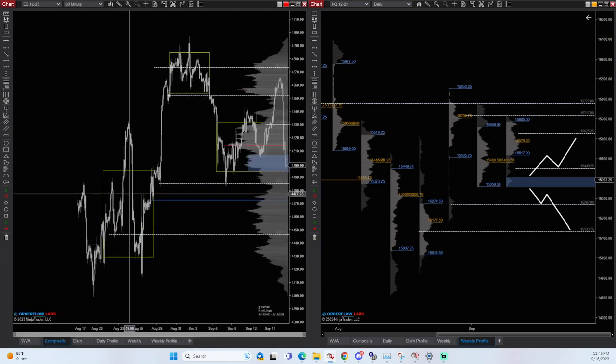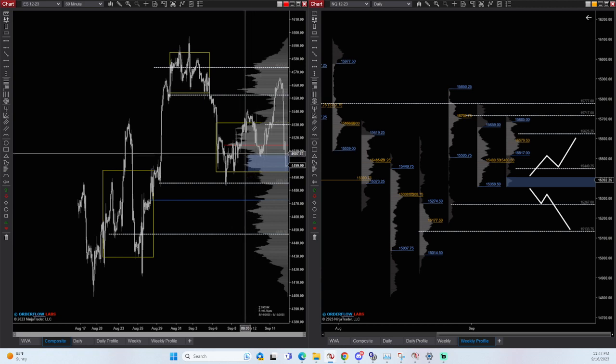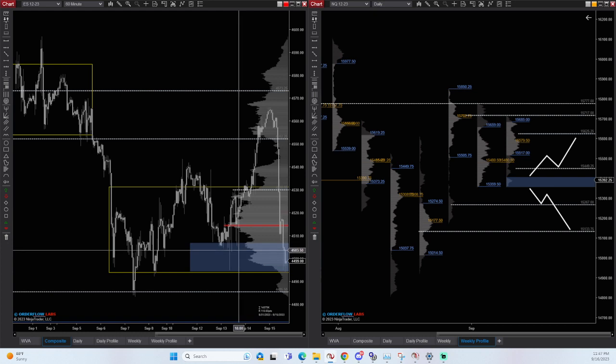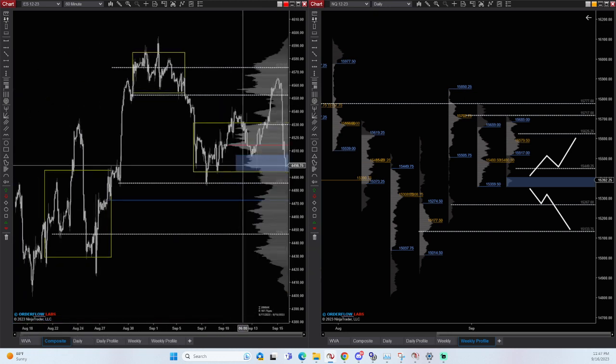So the composite profile provides confluence on this. This is our volume node. If we can get above this 08, 09 LVN here, right here, this area, I will be looking for it to transfer its value back up to this 30 here. It's pretty much what I'm looking at on the S&P.